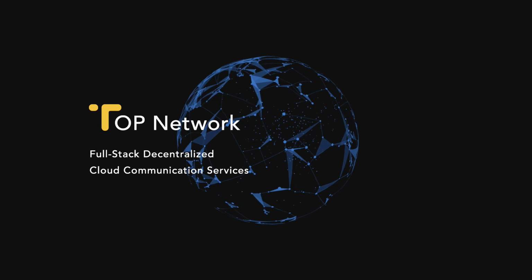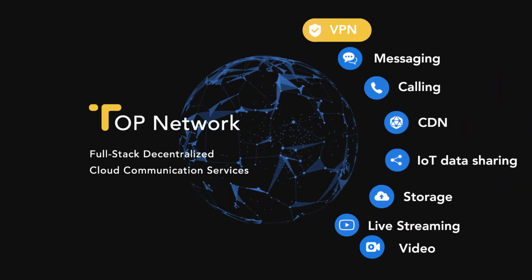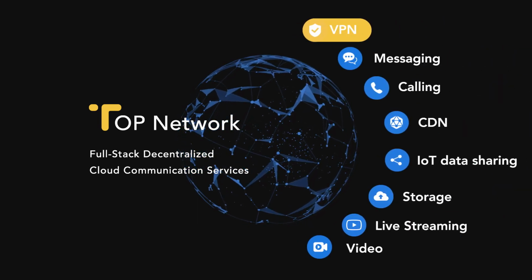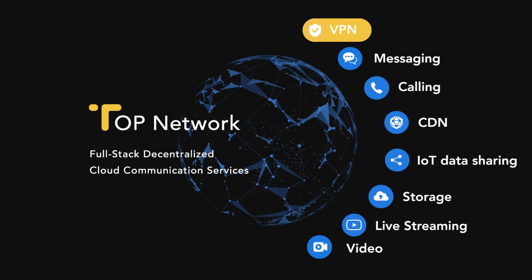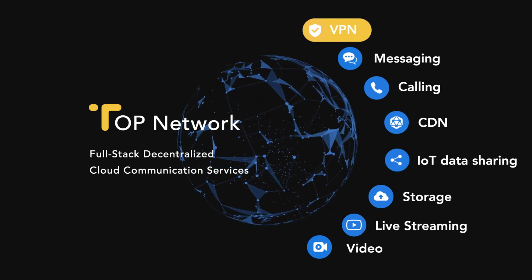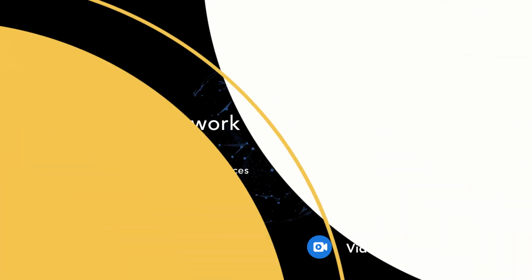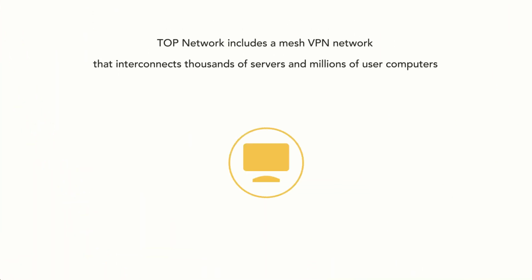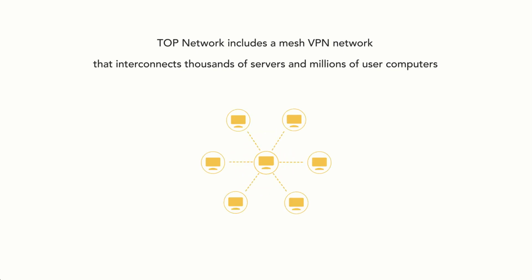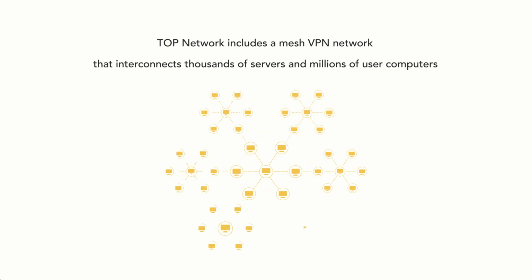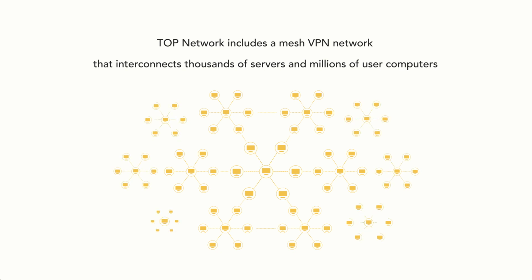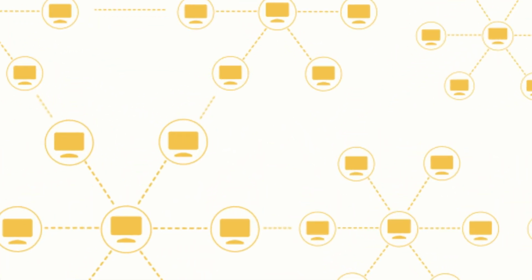Top Network is a decentralized open communication network that provides VPN, messaging, calling, CDN, IoT data sharing, storage, and other decentralized communication services powered by blockchain 4.0 technology. Top Network includes a mesh VPN network that interconnects thousands of servers and millions of user computers. Each computer acts as a VPN server.